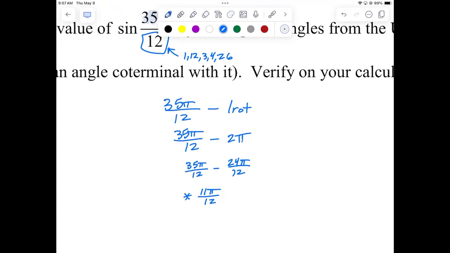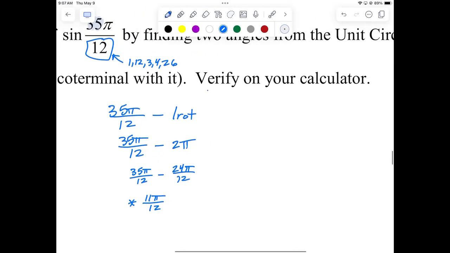Now, is 11 pi twelfths equal to 35 pi twelfths? No. 35 pi twelfths is coterminal with 11 pi twelfths.